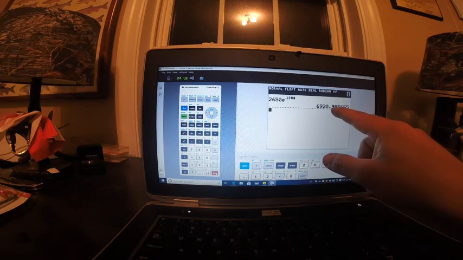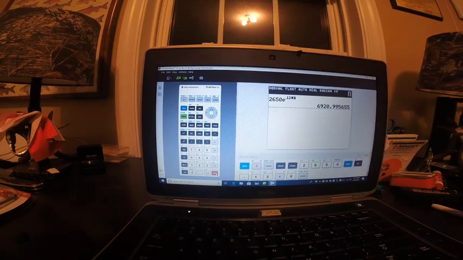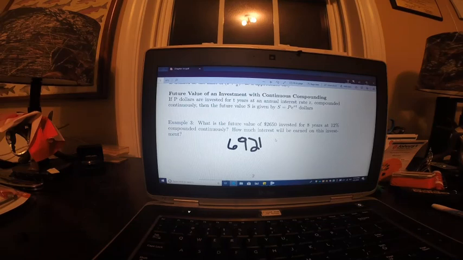I was going to round it to 2 decimal places, but if I do that, it's going to round this 99 part up. So I'm just going to say 6,921. Now that's the future value. So this is actually what S is.